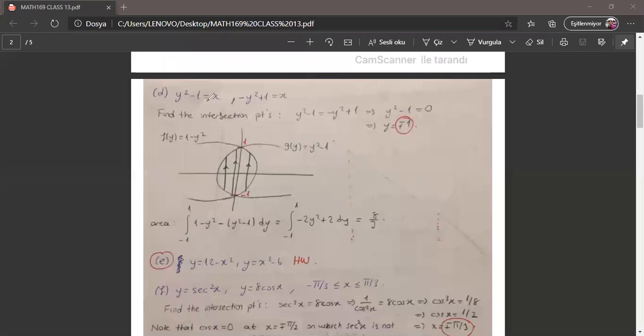Now we're given these curves. First, find the intersection points. We equalize them again and get this one. Okay, 2y squared minus 2 equals 0, so we get this. So y equals plus minus 1. Now we have these curves, then their intersection points 1 and minus 1. Okay.